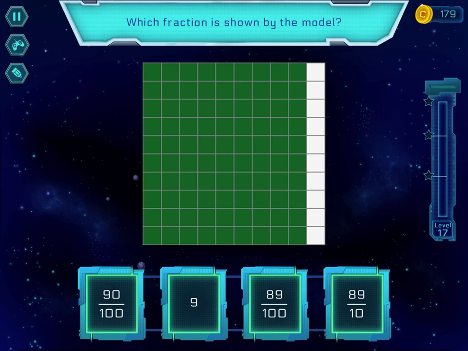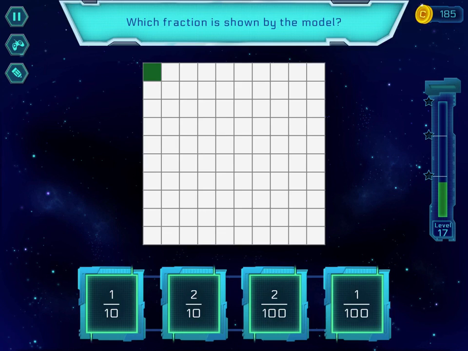Now we're going to look at hundredths. Which fraction is shown by this model? Notice that this cake is cut into 100 pieces, so that reflects a new denominator, 100ths. So 90 of them are shaded, so we're going to select 90 hundredths.